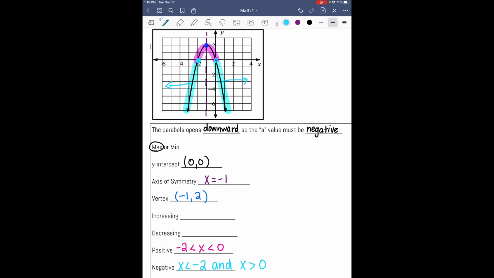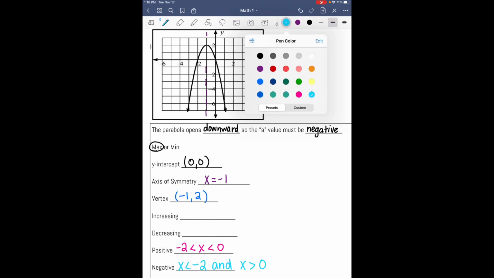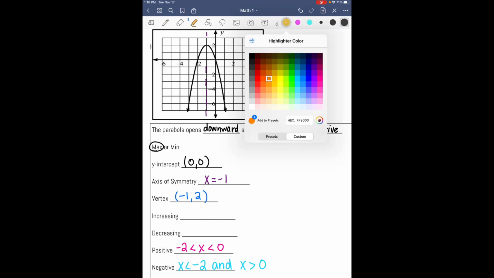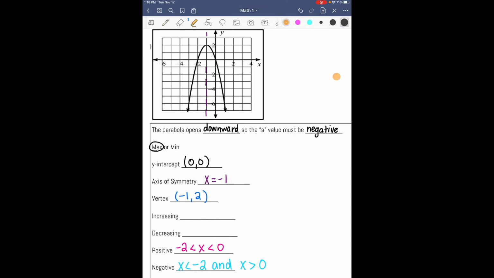So again, using these points right here are going to be key in doing your positive and negative, because that's going to be where it transitions at that x-axis. All right, and then we have our increasing and decreasing. So for increasing, we are going to read that from left to right. So when I read my graph from left to right, from the left, don't look at the arrows, we're going to move from left to right, we're going up, so we're increasing.